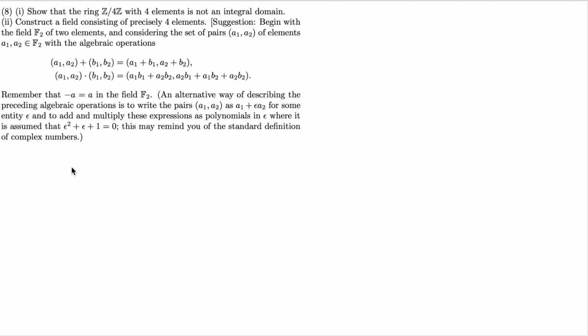Today we're going to be considering question 8 out of section 1.2, which reads as follows. Part 1. Show that the ring Z mod 4Z with 4 elements is not an integral domain. Part 2. Construct a field consisting of precisely 4 elements.